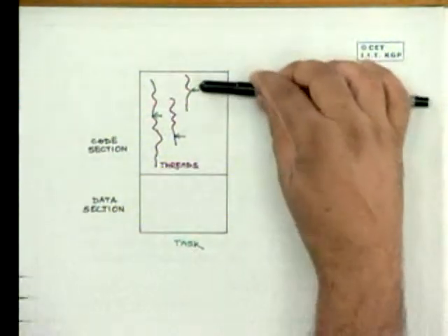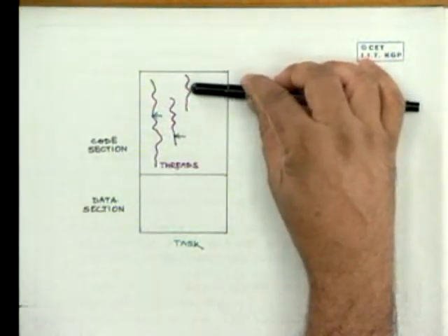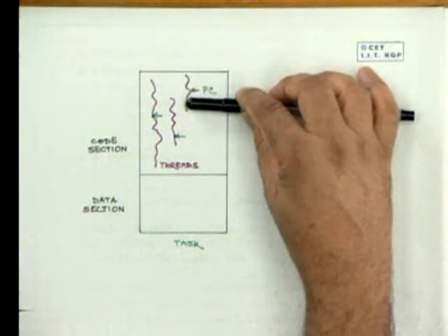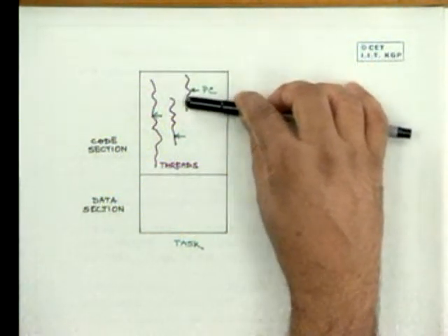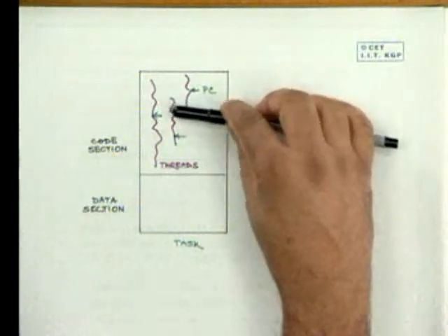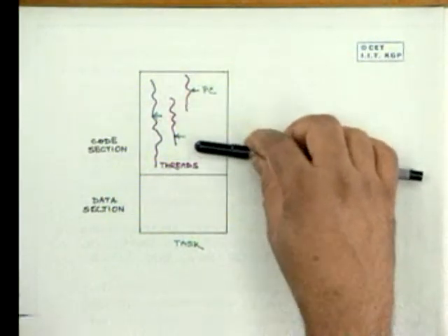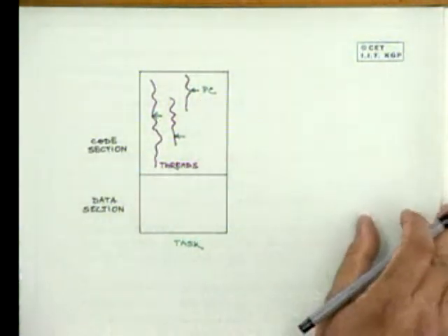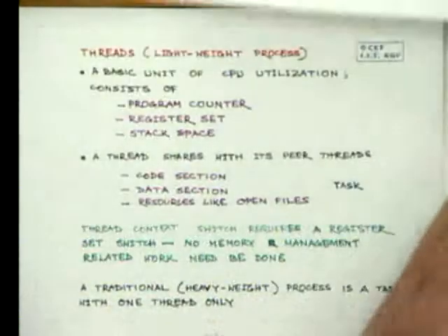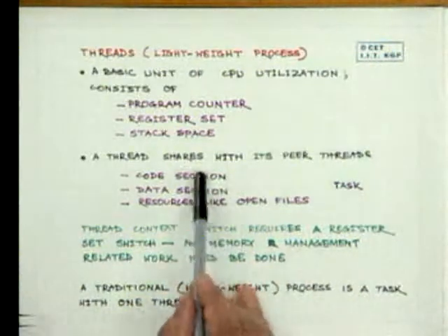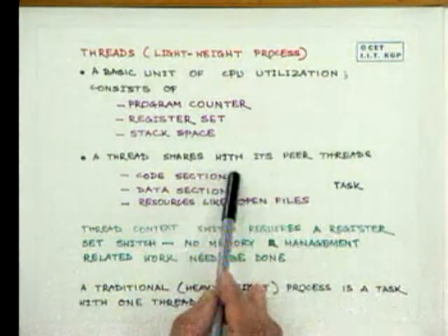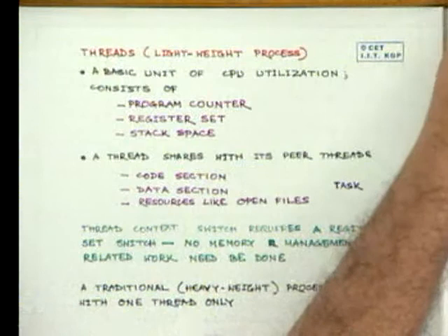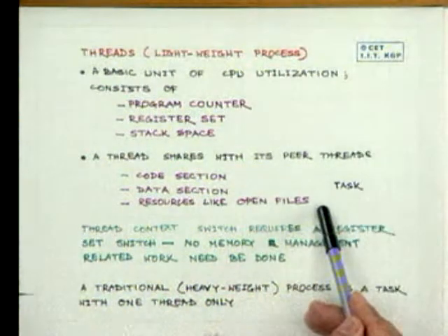So for example, here this is a program counter for this thread. It will continue for some time until the thread ceases to execute, and possibly some other thread will start executing on a switch of the program counter and the registers, right? That is why we say that a thread shares with its peer threads the code section, the data section, and the resources like open files.